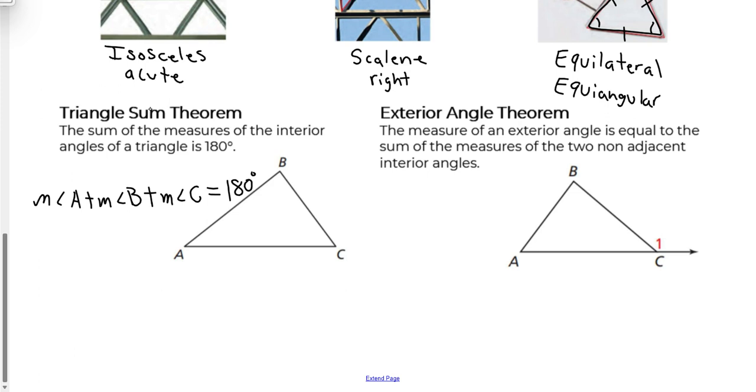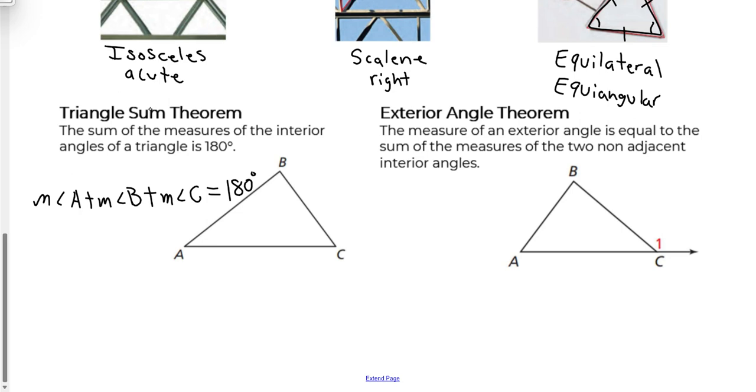So today we're going to cover the exterior angle theorem. Yesterday we covered the triangle sum theorem. Reminder: triangle sum theorem states all the angles in any triangle always add up to 180 degrees.